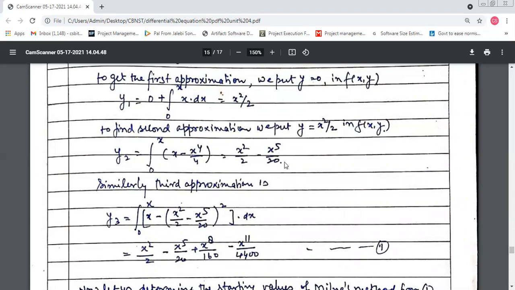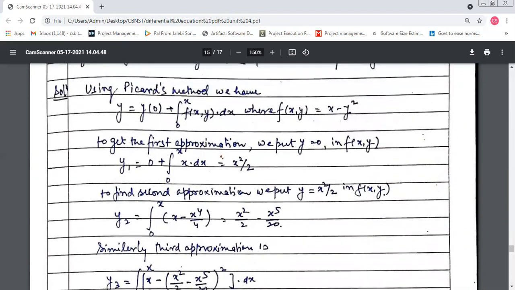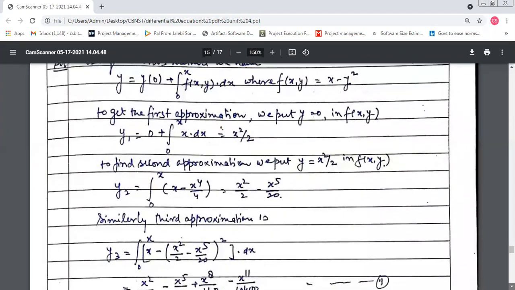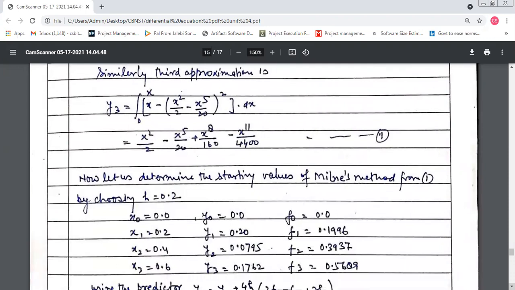So in this particular equation, that is x minus y square, we are putting the value of y. So we are getting x minus x square by 2 minus x to the power 5 by 20 whole square, and then integrating with respect to x. So we will be getting x square by 2 minus like this. In this way, you are able to calculate y1, y2, y3. Now you have to find out the value of y4.